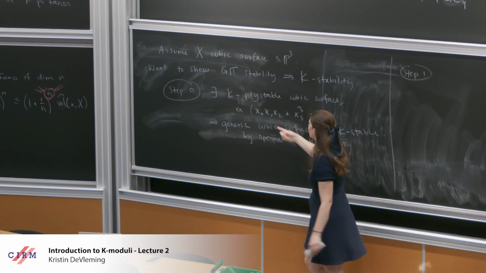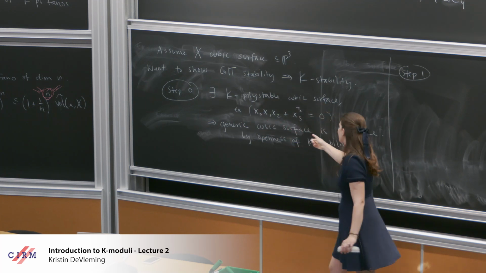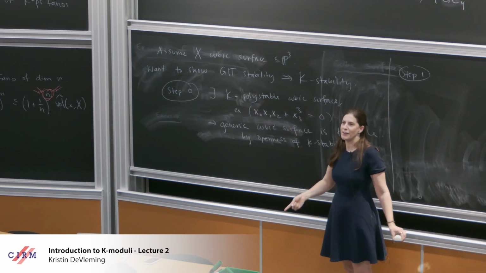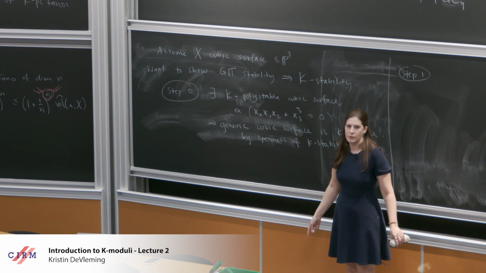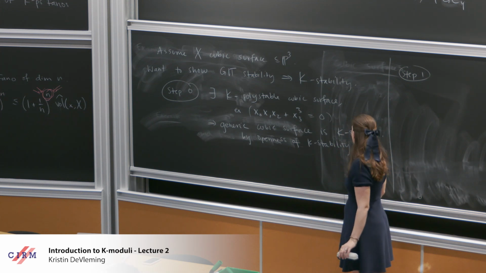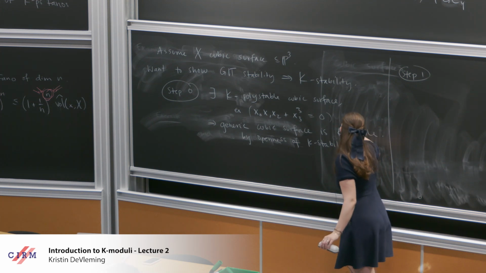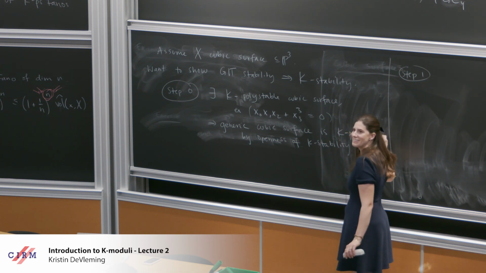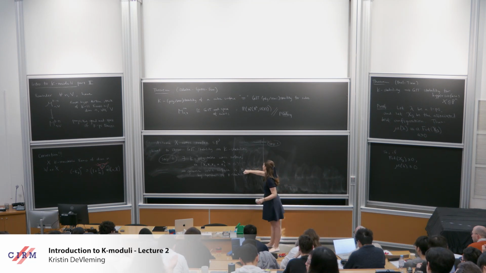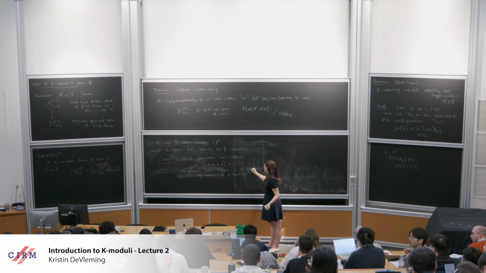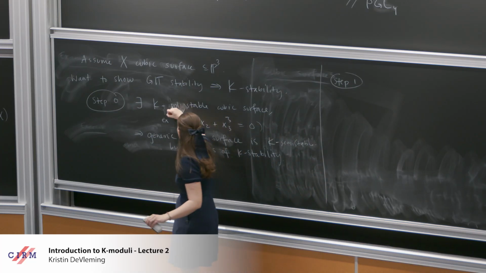I wrote K-stable. Yeah, so I should say polystable, because you have to use it also has finite automorphism group. Oh, yeah, okay, sorry. You just want me to write polystable here. This is what you're saying. Okay, sure.